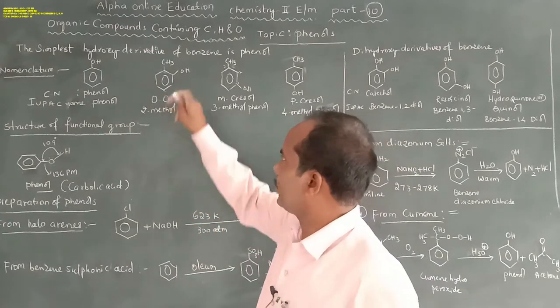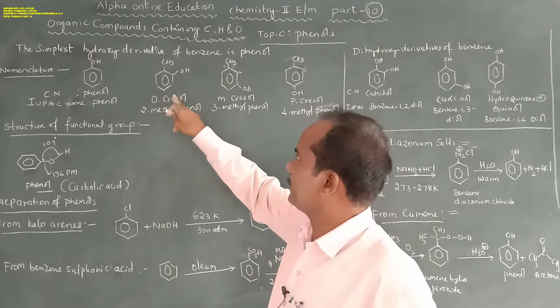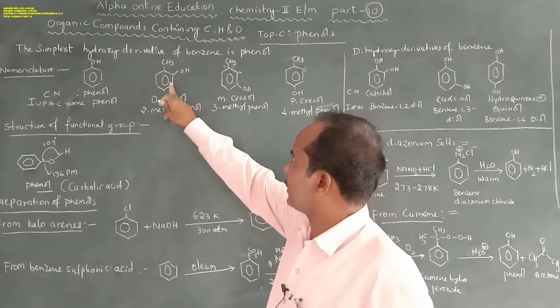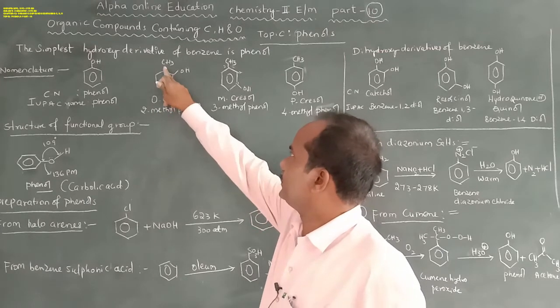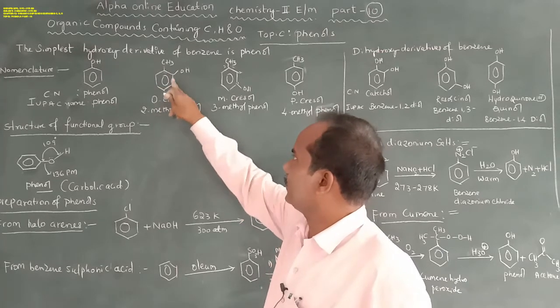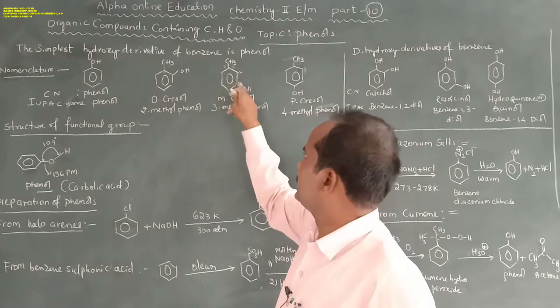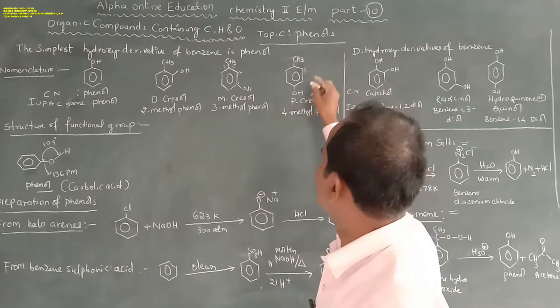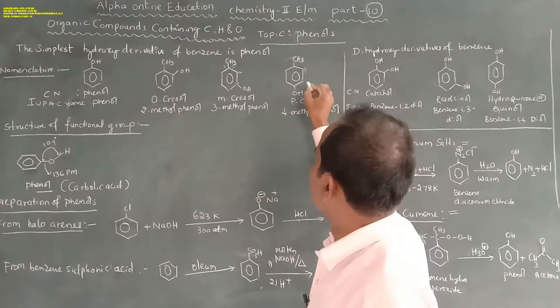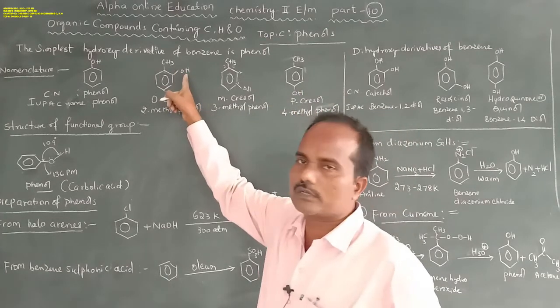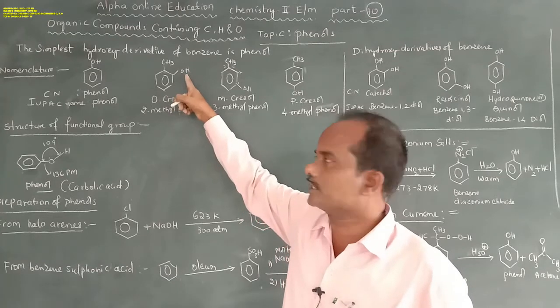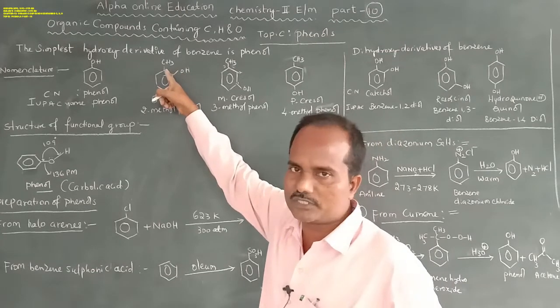Then let's see the nomenclature of substituted phenols. Here is ortho-cresol, which is a common name. The 1,2 compounds are called ortho, 1,3 is meta position, and 1,4 is para position. With respect to this, the hydroxyl group is considered the functional group, and this is considered the substituent.